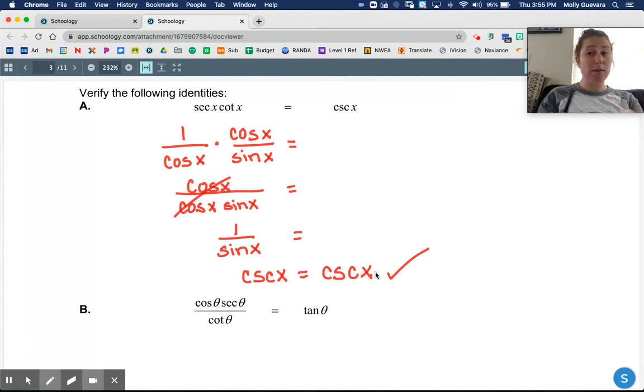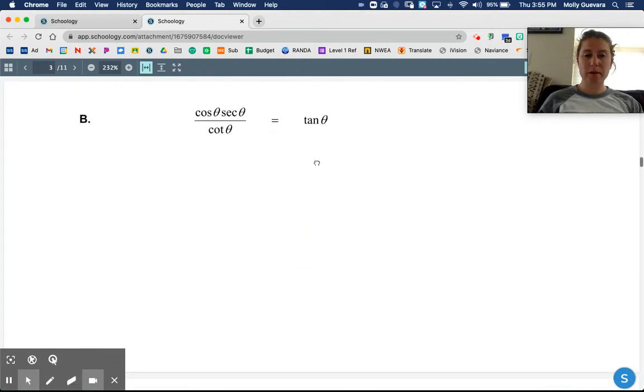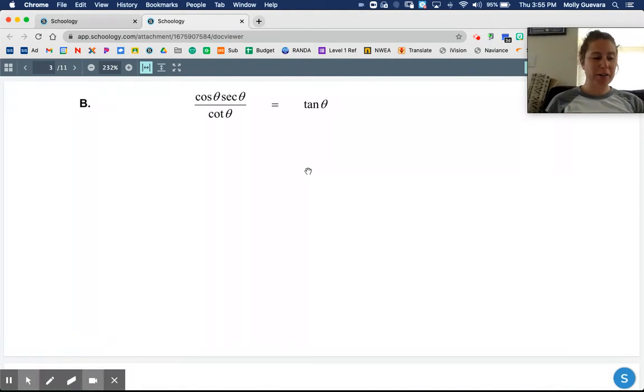So that's basically what we're doing: we're working on one side and we want it to look like the other side. So that was a fairly simple one. These will get a little bit harder as we go. And I tried to do an example of one of each type that maybe you would see.